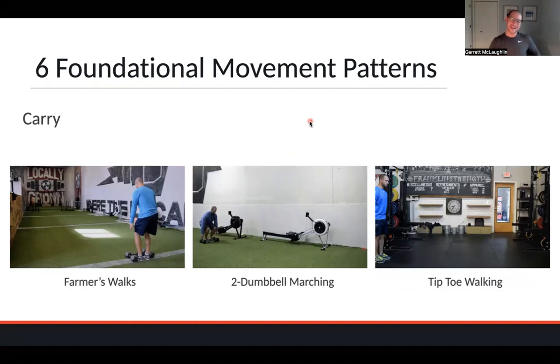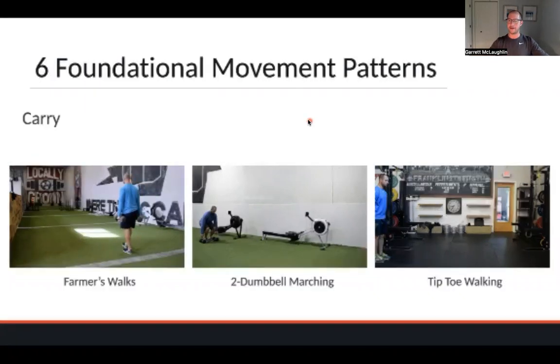So carry, simply carrying weights, right? As you move from point A to point B, and you hold a heavy pair of dumbbells or sandbags or kettlebells or other things, we're doing these loaded carry exercises to work on stability through the trunk, stability through the pelvis, stability through the foot, just teaching the body how to control itself as we move and locomote from point A to point B.